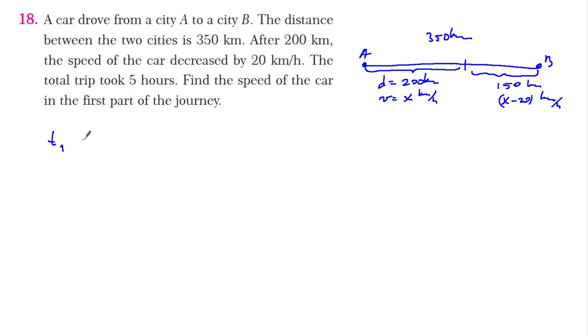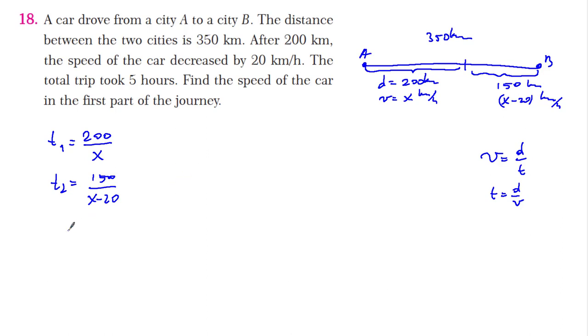Let's say T1 is the first part. Just like we did previously, the formula for the speed was V is D over T. That means T is D over V. That means the time till it changed the speed here was the distance, in our case 200, over the speed, that's x. And the time 2 was the second part of the journey, where it covered 150 kilometers, but at speed x minus 20. Great.